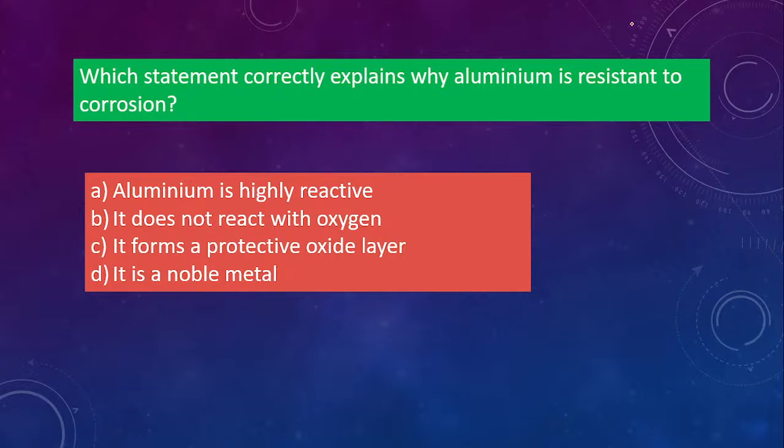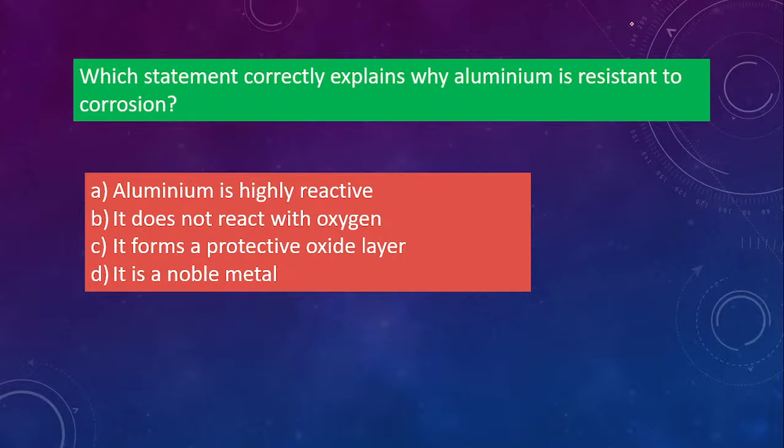Next one. Which statement correctly explains why aluminium is resistant to corrosion? Okay, think properly. That means aluminium does not undergo corrosion. I hope everyone knows now what is corrosion. Option A, aluminium is highly reactive. Option B, it does not react with oxygen. Option C, it forms a protective oxide layer. And option D, it is a noble metal. Which one of these four will it be?